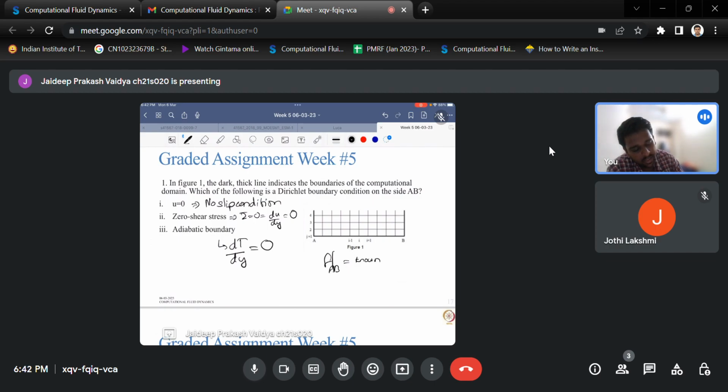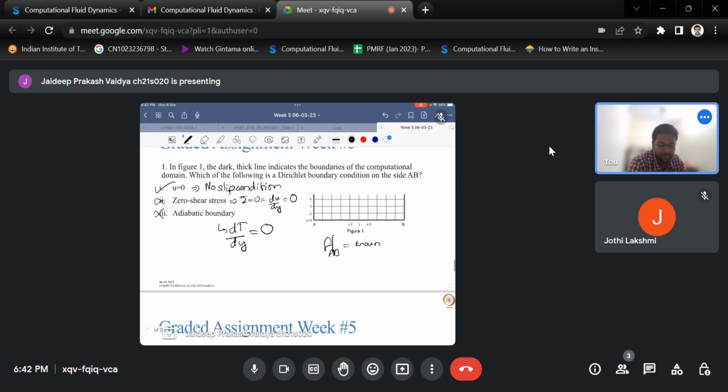Now in these three cases, the no slip condition, the zero shear stress condition and the adiabatic boundary condition, we saw that the function value at AB is only given for the no slip condition. For the other two, the gradient or the derivative of the function value at that point is given. So therefore the correct answer is only the first one, u equal to 0.